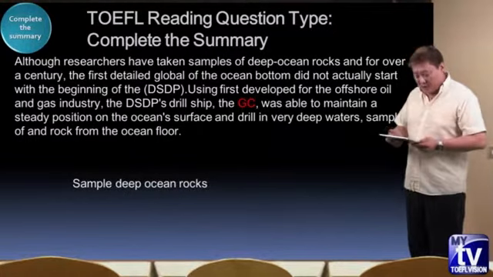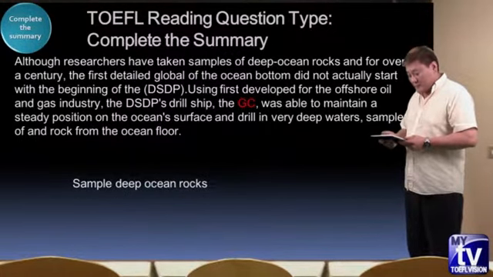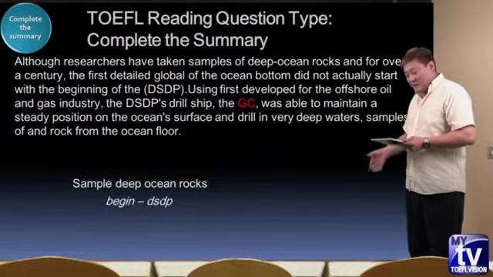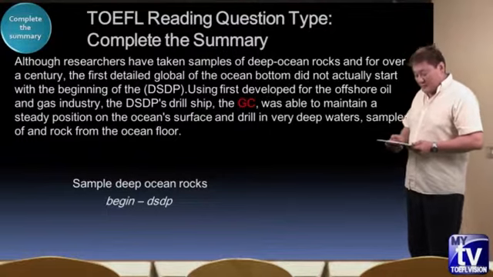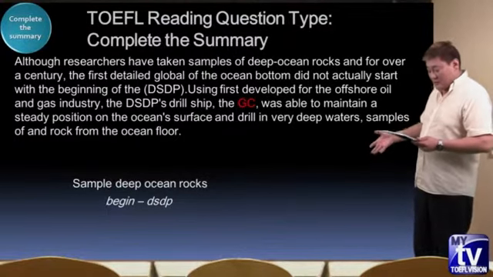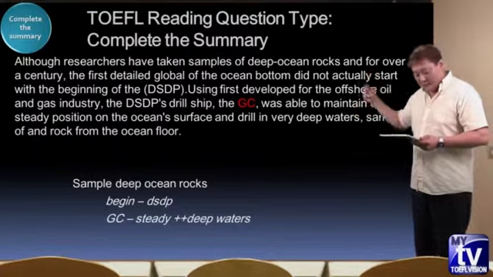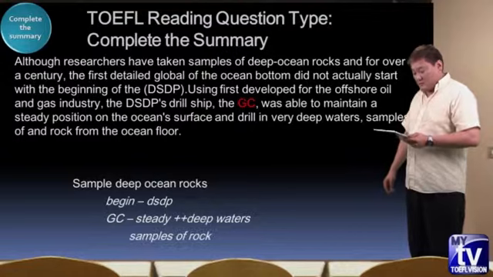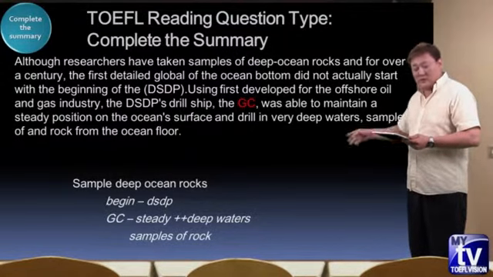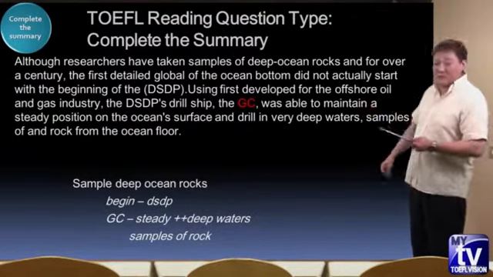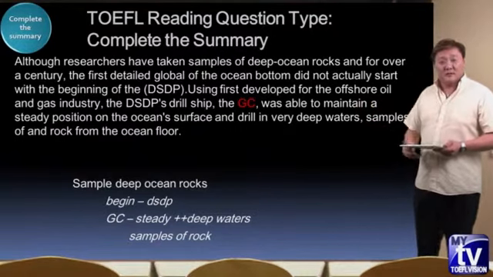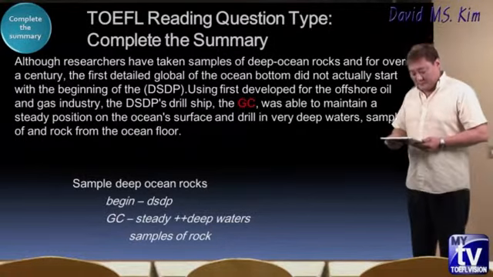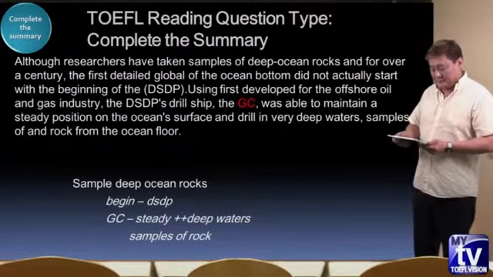Samples of deep ocean rocks. The next thing they're talking about is what? DSDP, beginning, right? And then what did they talk about? About GC, able to maintain a steady position. Steady position of what? Deep water. Why? Samples of rocks of the ocean floor. Boom. That's your notes right there. It's pretty easy. So we took your notes, and now we outlined it.